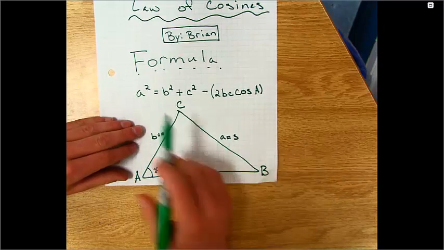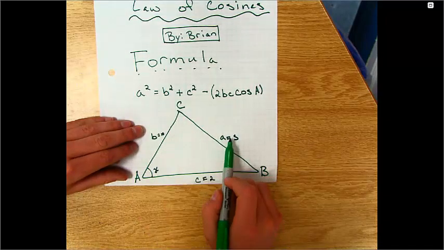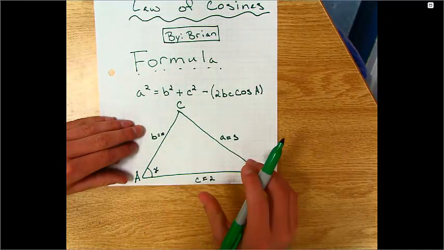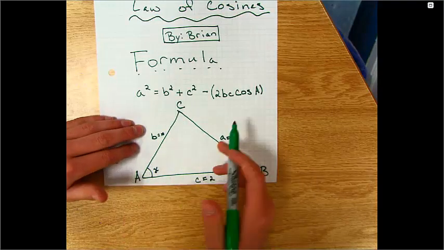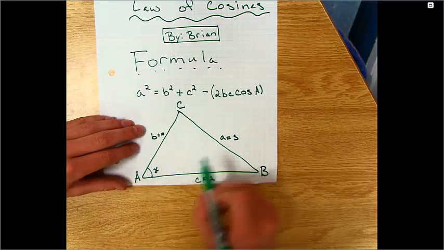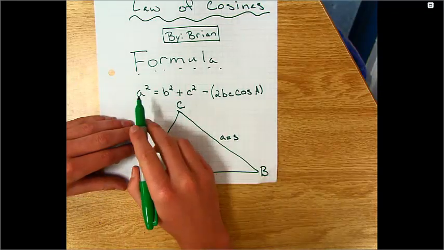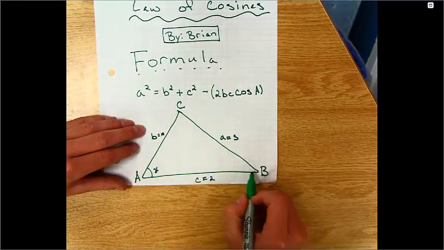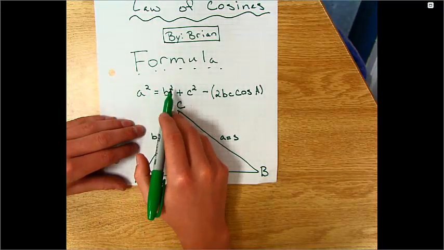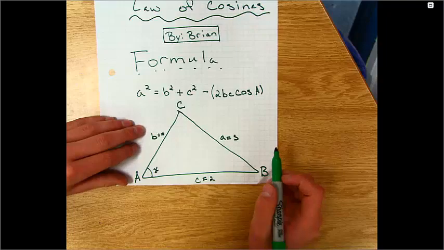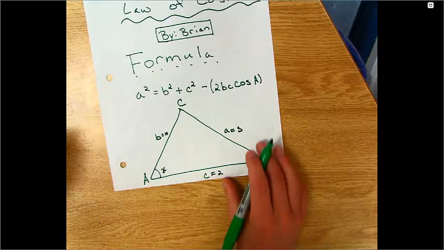So a squared is the side opposite of whichever angle you want. For this you have cosine A, so a squared is the one that's going to be here. If you wanted to find b, then b would be the one that's squared first, and then a would be the second one that was added. So I'll show you this in an example.